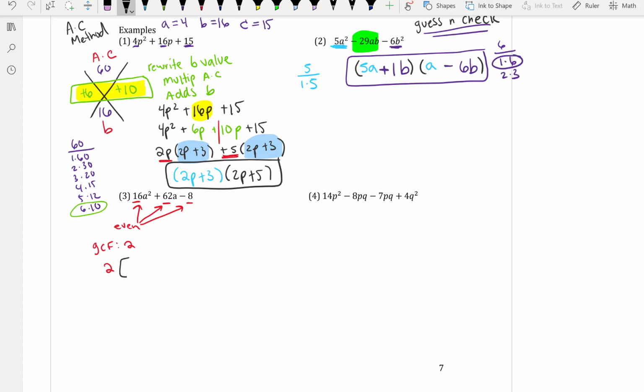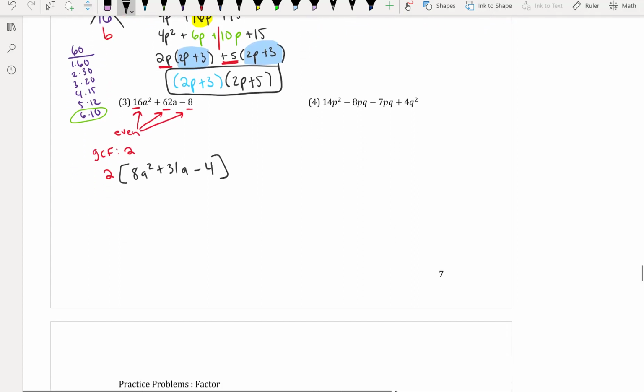So 16 divided by 2, that would give me an 8a squared. And if I have 62 divided by 2, that would give me a 31a. And 8 divided by 2, that would give me a 4. So I'm not sure if this would factor any further, but I can definitely try using the AC method.